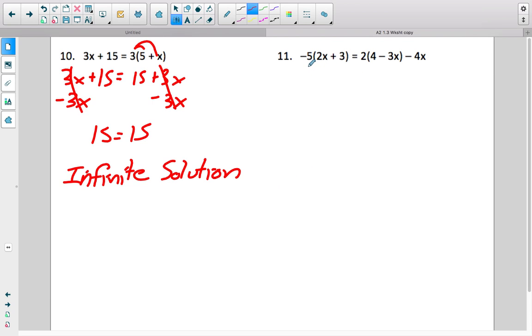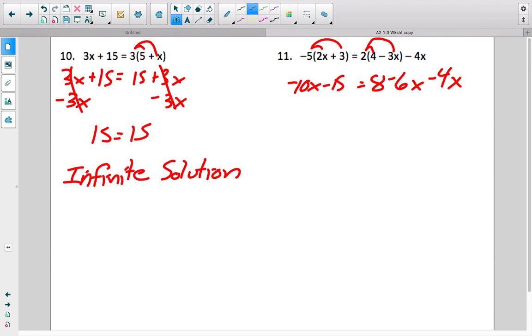All real numbers really work. All right, here, I see some distributing on the left. So we get negative 10x, minus 15 equals. We have some distribution to do here. Be careful, the 2 only goes to what's in the parentheses. So we have 8 minus 6x, and then minus 4x.